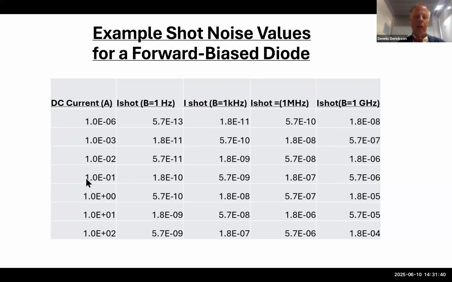Let's look at a kind of a moderate level here. Let's go to 10 milliamps of current here. 10 milliamps of current with 1 megahertz of bandwidth, we would have 57 nanoamps of current right here. So you get into big currents like 100 amps right here, then you're kind of getting almost into the millivolt range for shot noise. So a wide range of shot noise values depending on the current that you have in the diode and the bandwidth of observation.